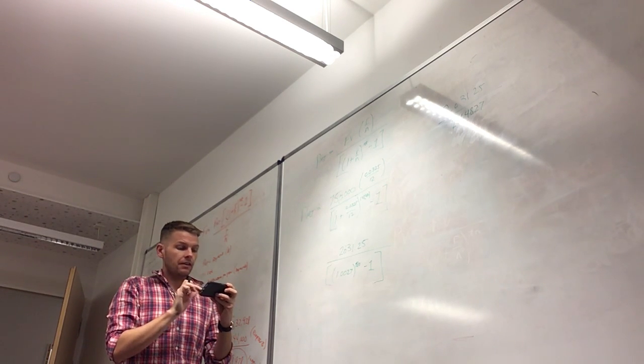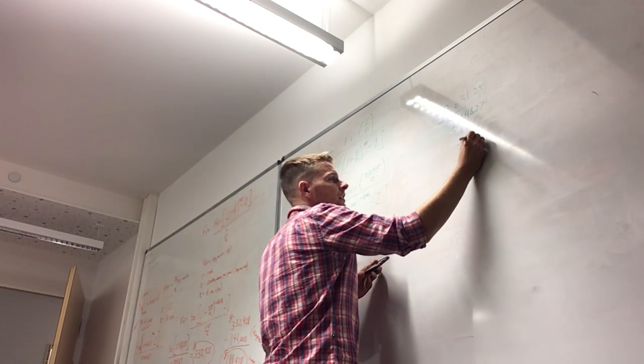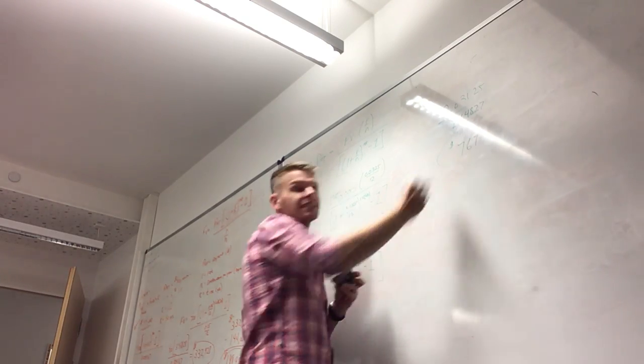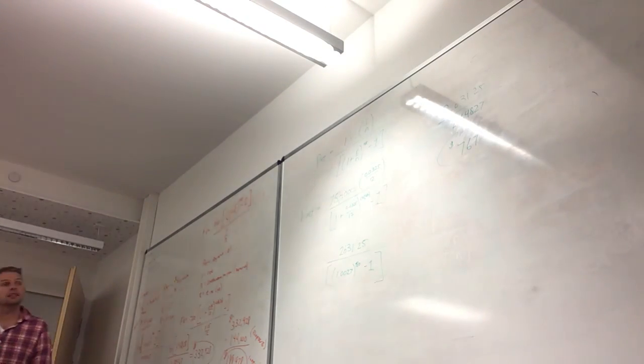What did you guys get? 767.0101. Yeah, that's the neighborhood right there. About $767 a month for 40 years. For 40 years.